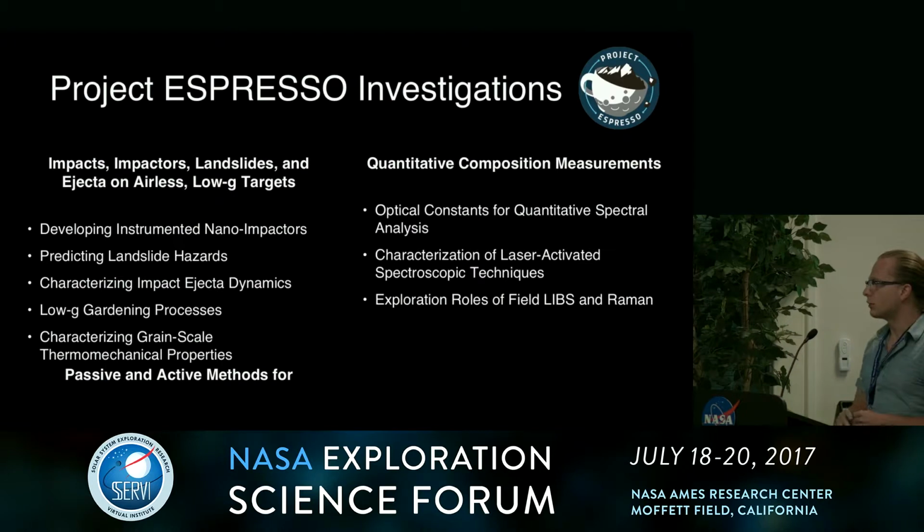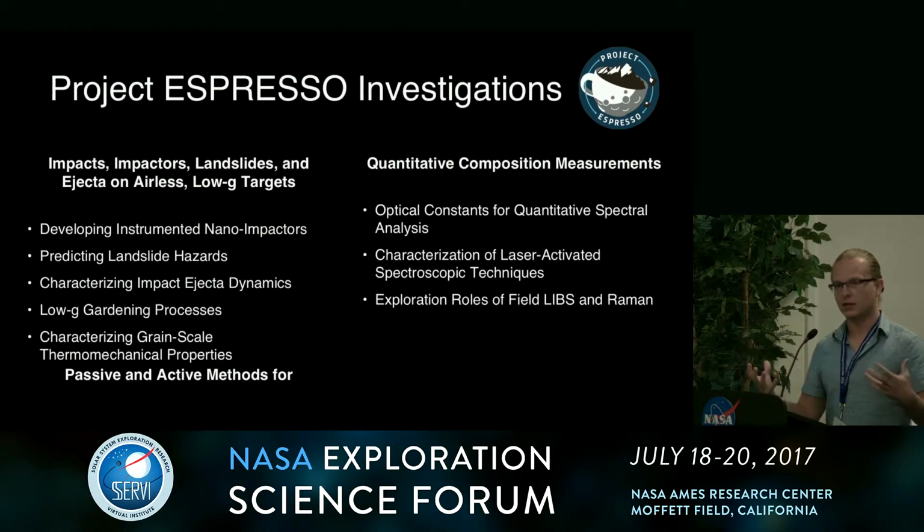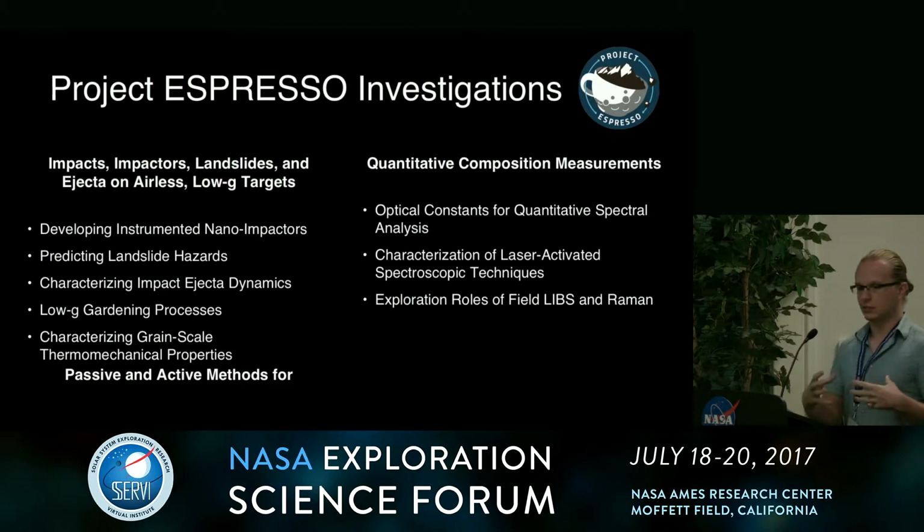That flows into low-G gardening processes, which is the processes that are actually modifying and creating the surface that you're interacting with. We're pursuing laboratory investigations to build up an understanding of the low energetic end of low-G gardening processes. And then finally, we're characterizing grain scale thermomechanical properties. So this is the processes by which boulders are turned into dust. And this is one of our interrelated tasks that's working in with some of our laser activated spectroscopy teams. We're using some of our laser rigs to actually break down grains at a grain by grain scale and look at how that progresses.